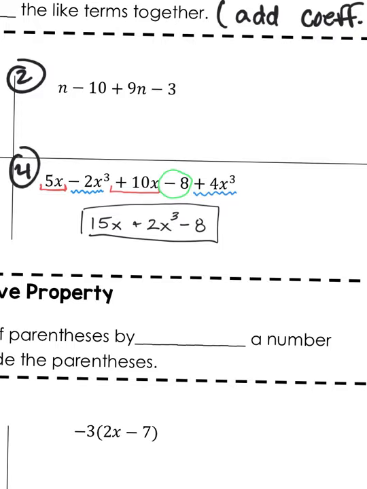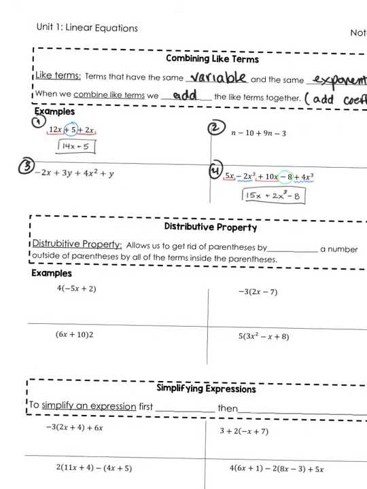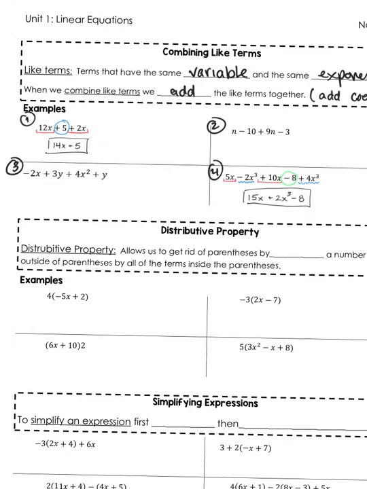Pause the video, try number 2 and number 3, and then come back, hit play when you're ready to check your answers. Okay, for number 2, our simplified expression is 10n minus 13. For number 3, it's negative 2x plus 4x squared plus 4y.